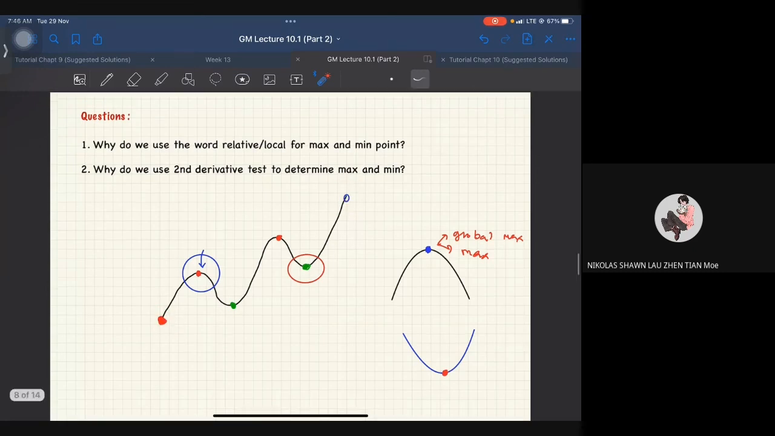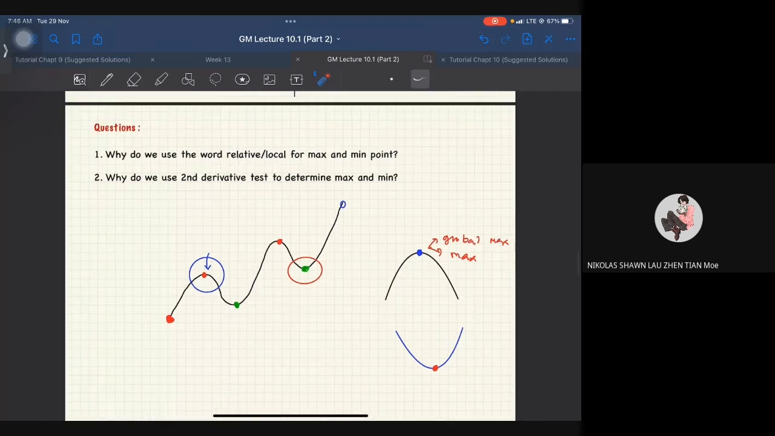Okay, so itu adalah question number 1. Okay, so question number 2. Why do we use second derivative test to determine maximum and minimum? Okay, so saya tengok balik kat sini. This one. Okay, refer back to this one. Okay, so kalau ikutkan, this is your maximum point. This is your minimum point. So kenapa? Why do we need to use second derivative test untuk menentukan kita punya maximum or minimum point?